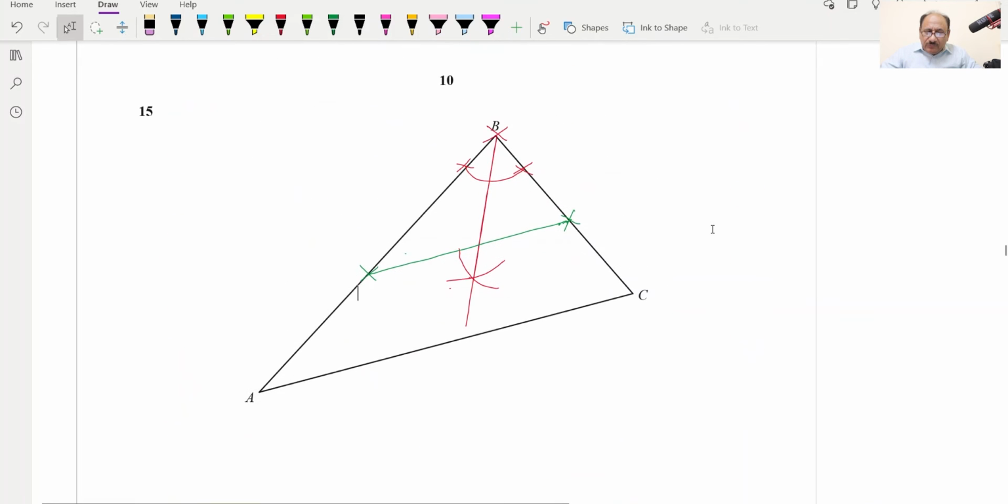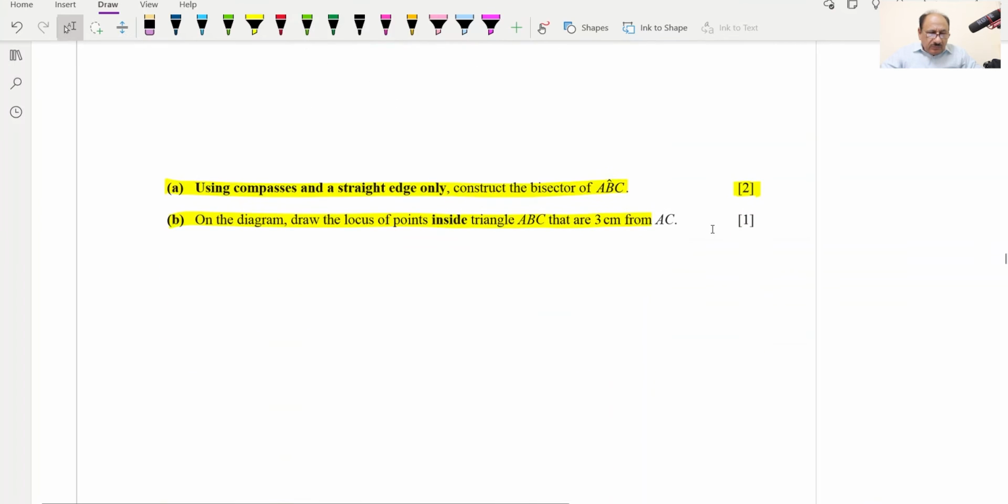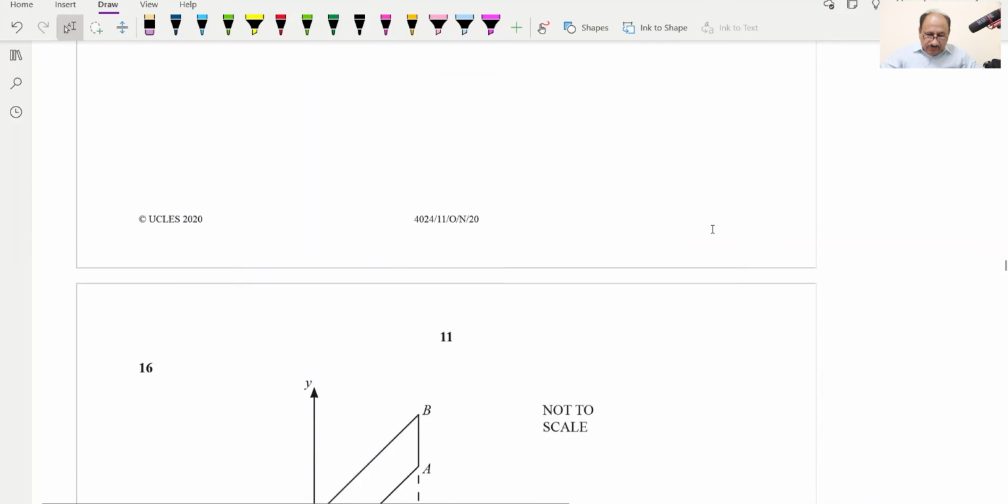You will have to keep your arcs, and it should be neat, and the pencil should be sharp, and you will not be drawing double lines. It should be neat and clean working.